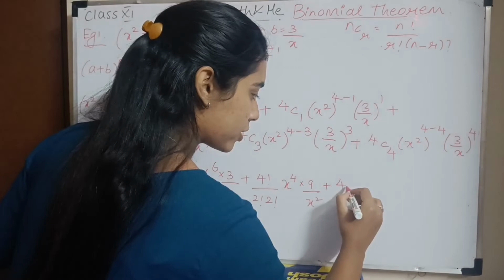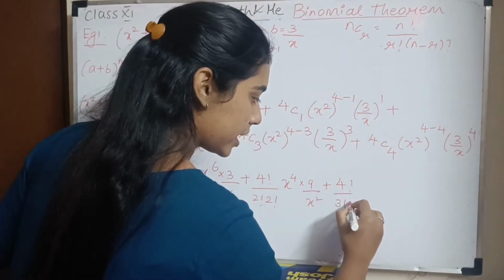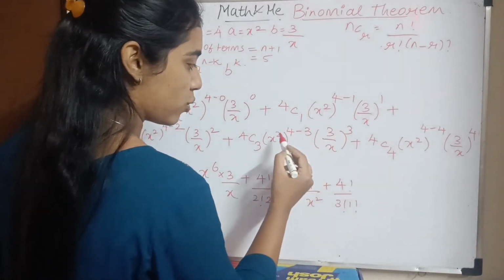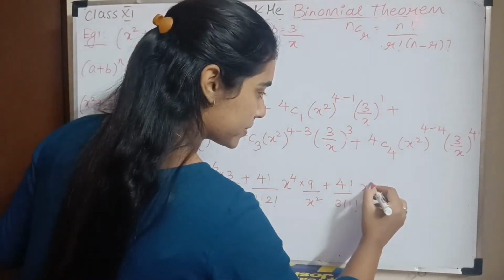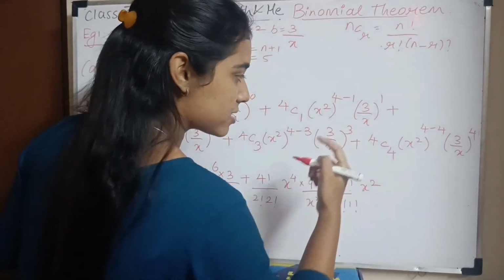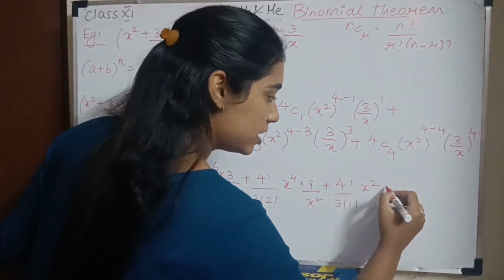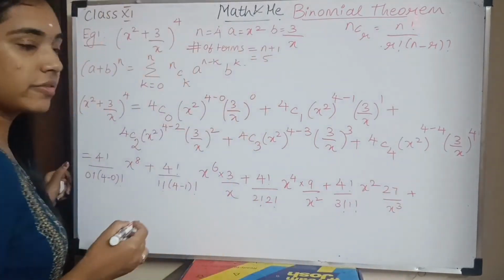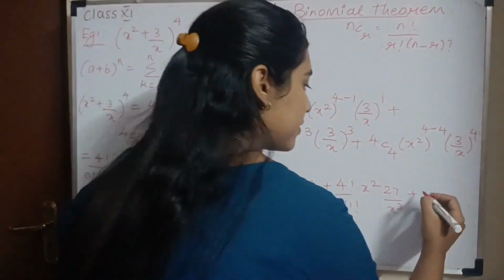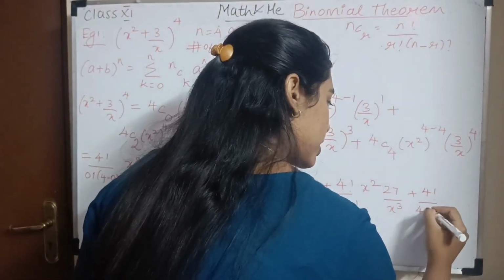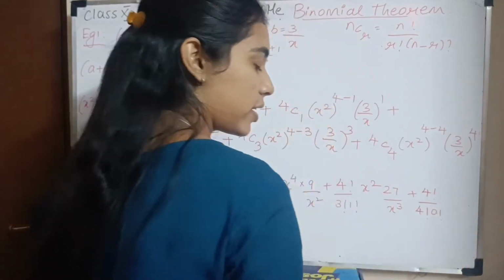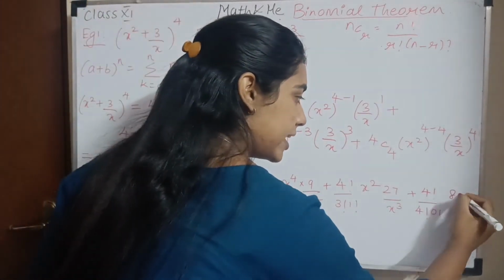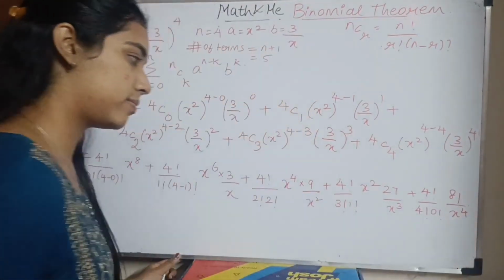Plus, what is my next term? 4C3. So it is 4 factorial divided by 3 factorial times (4 minus 3), so it is 1 factorial. 4 minus 3 is 1, x square to the power 1 is x square. x square times (3 by x) the whole cube, which is 3 to the power 3 is 27, divided by x cube. Plus, what is my 4C4? 4 factorial divided by 4 factorial times (4 minus 4), which is 0 factorial. 3 to the power 4 is 9 9s are 81. So it is 81 divided by x to the power 4.